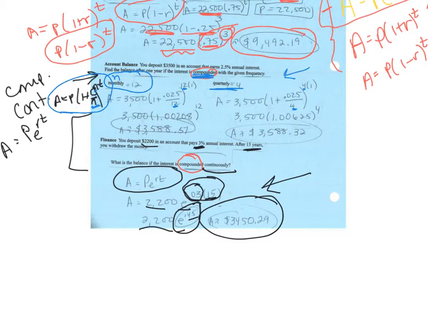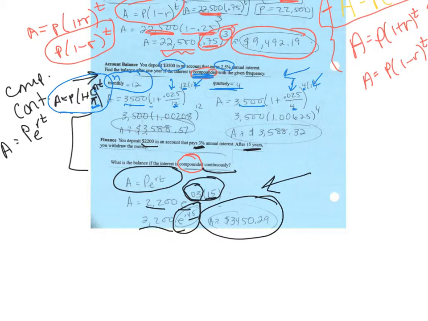Now they're saying how much do we have after 1 year? So in the T slot, in 1 year, T is 1. Then our principal, what we start with, what we deposit is 3,500. That goes in front. Then we have 1 plus our rate, 2.5. If you move the decimal 2 to the left is 0.025.